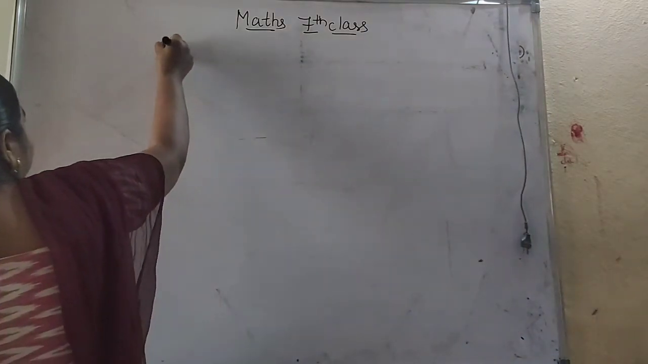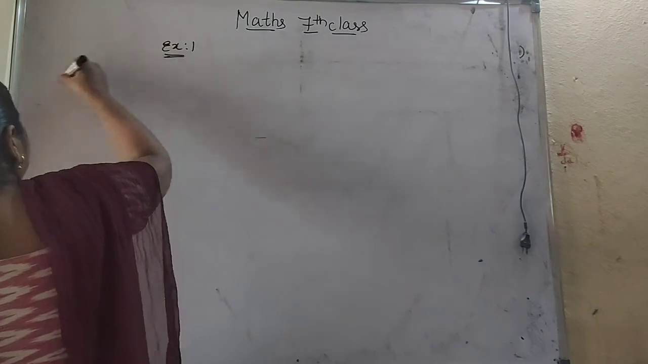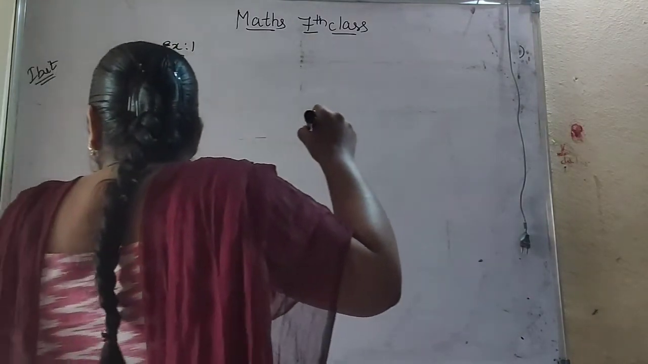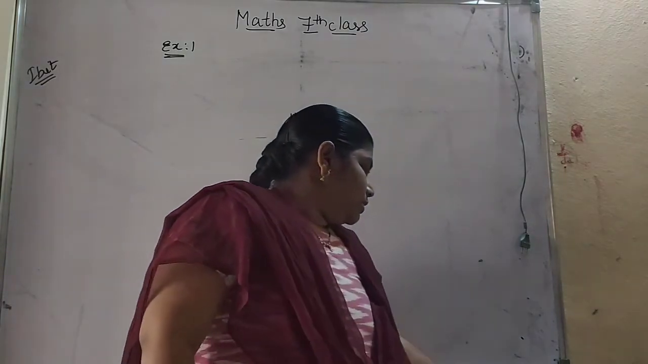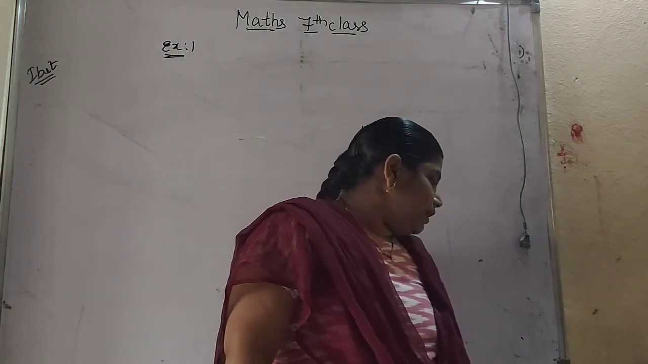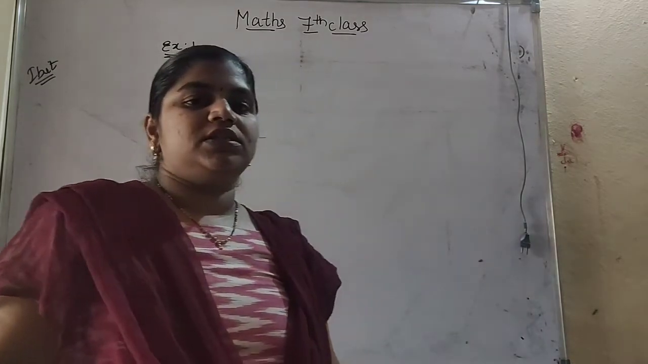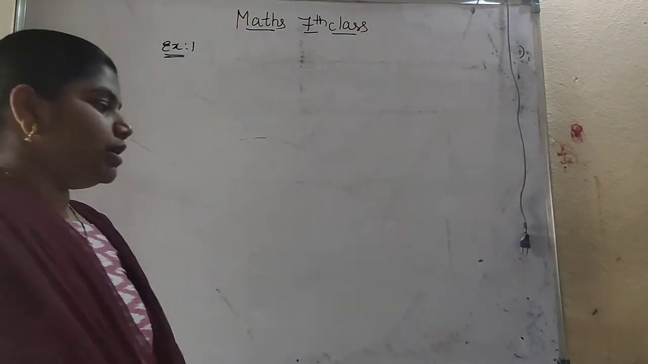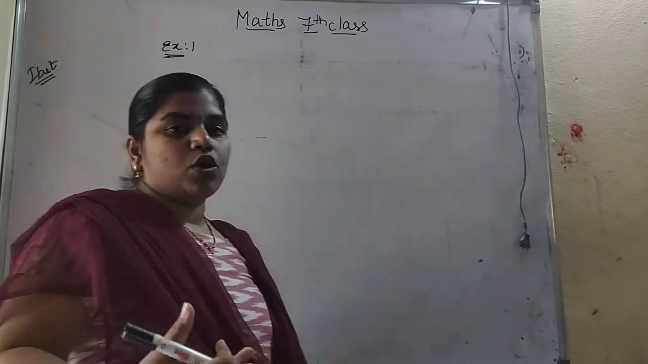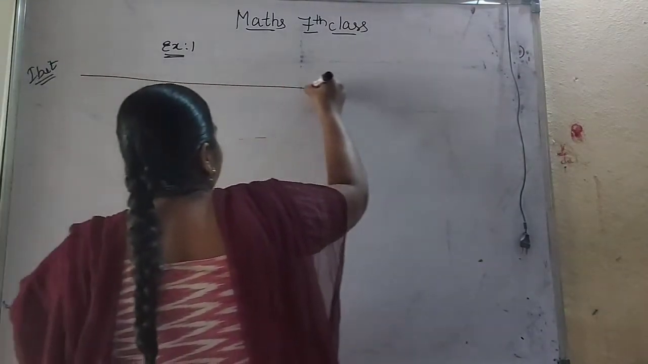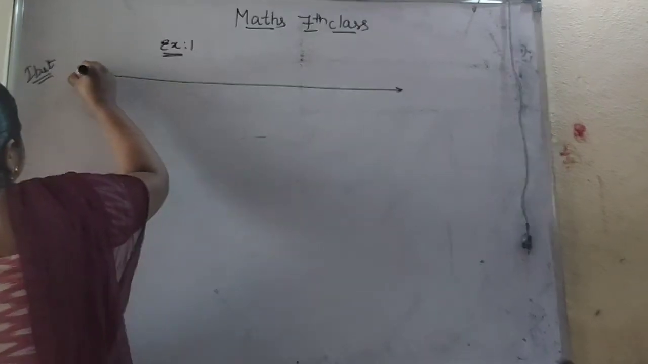So, exercise 1. First bit: some integers are marked on a number line. Which is biggest and which is smallest? In a number line, some integers are marked. Among those marked integers, we have to check which is greater and which is smaller. So, what is the integers number line they have given in this order?